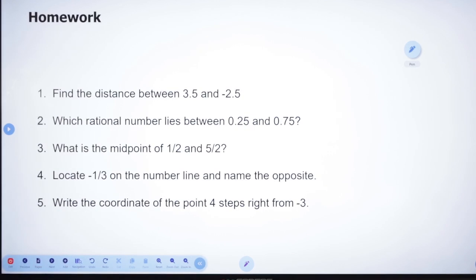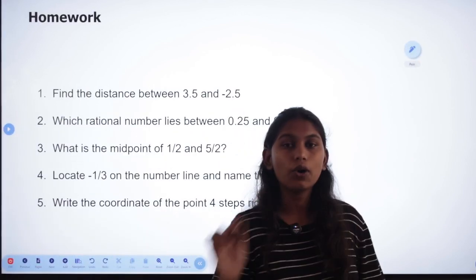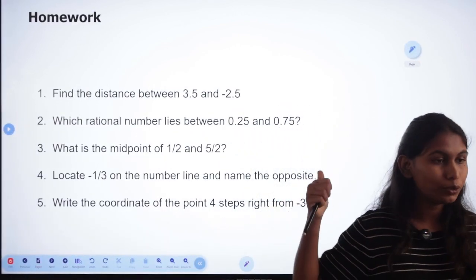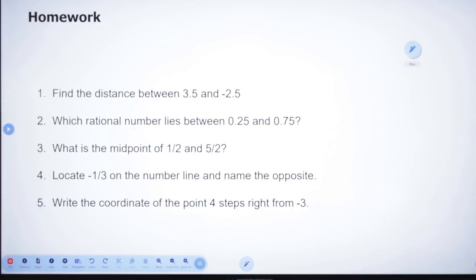Then next, this is for your homework. On the basis of the number line, you have to solve this homework. Just take a screenshot of it.